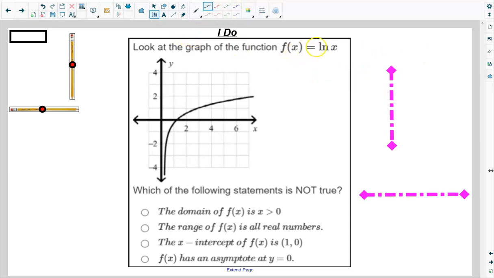Look at the graph, natural log of x. That one goes straight into the calculator. Now of course they're asking which one is not true, so every time something's true, we can scratch it off. The domain of f of x is x's bigger than 0.